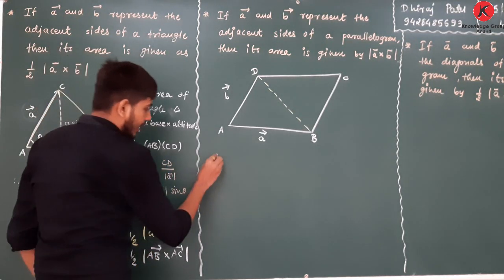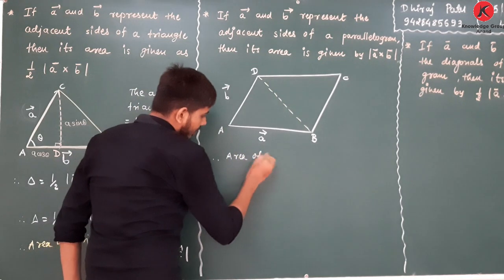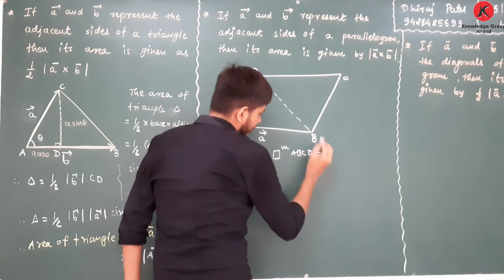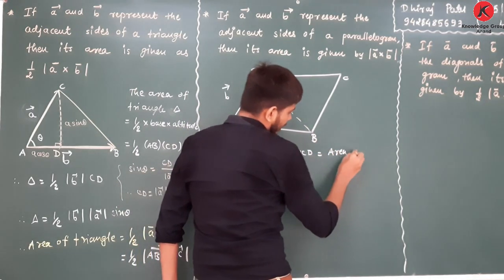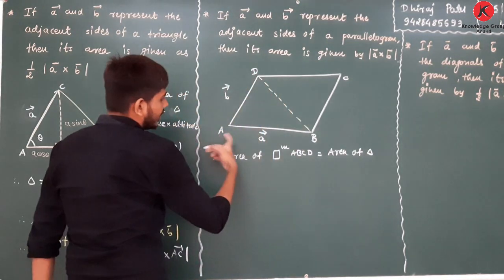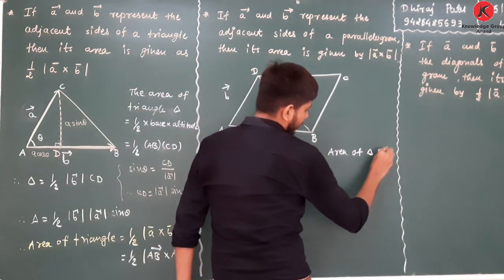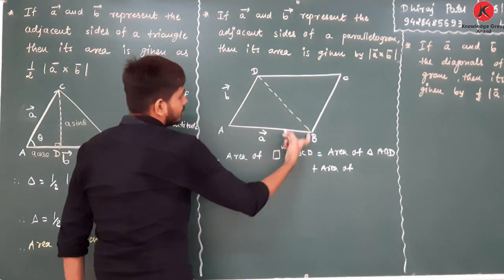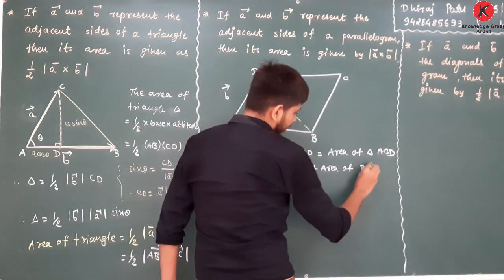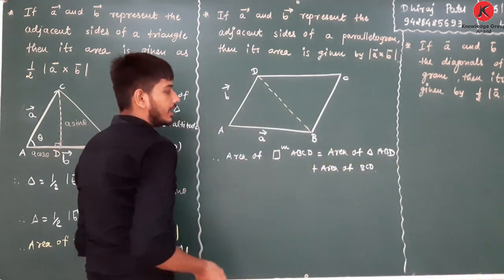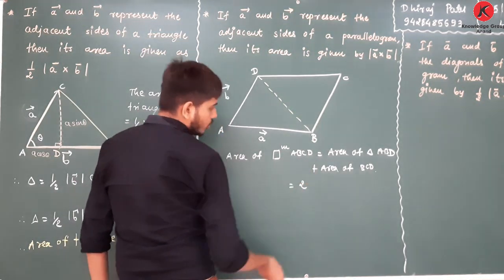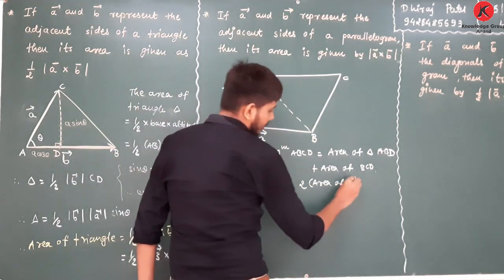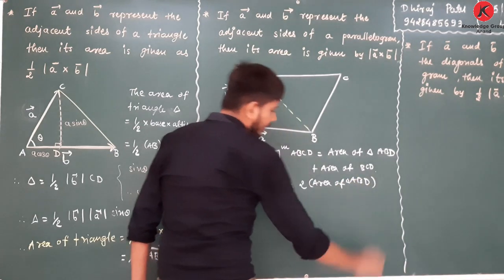Okay, so we can say that area of parallelogram ABCD is equal to area of triangle ABD plus area of triangle BCD, and we know that these two areas are equal. Therefore we can write that 2 times area of triangle ABD.